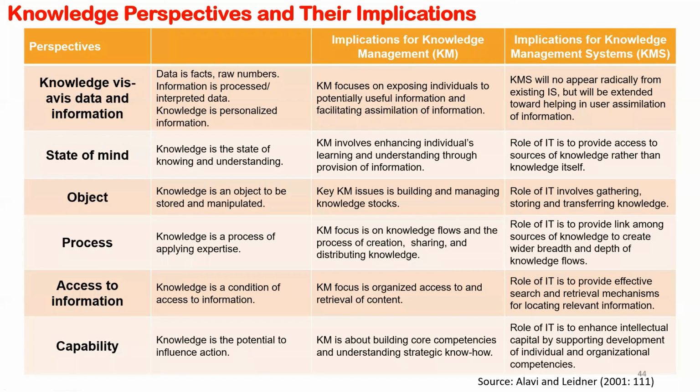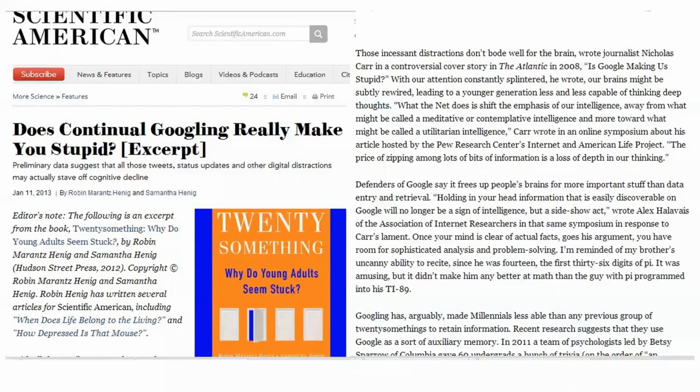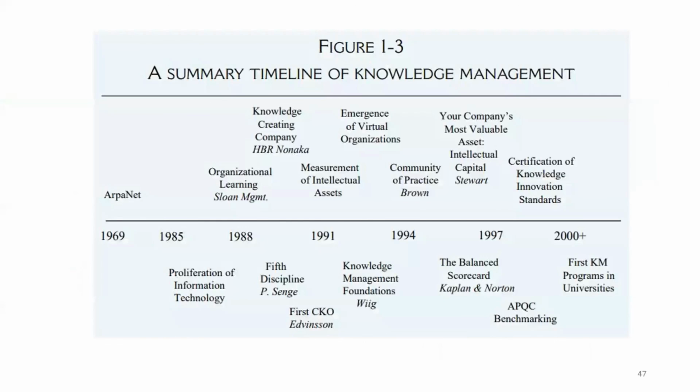And what is the role of IT? It is to enhance intellectual capital, okay, to support development of individual and organizational competency, and to build up the innovation culture, okay? So these are the aspects where you can divide into 6 perspectives when you talk about knowledge and their implications, okay? I can revisit that again later with you, okay?